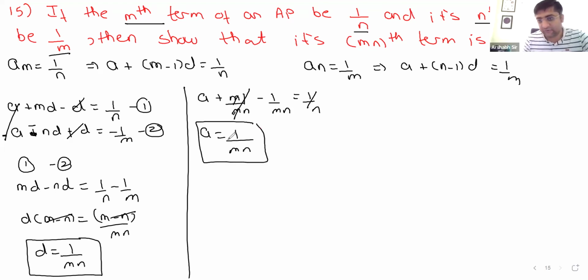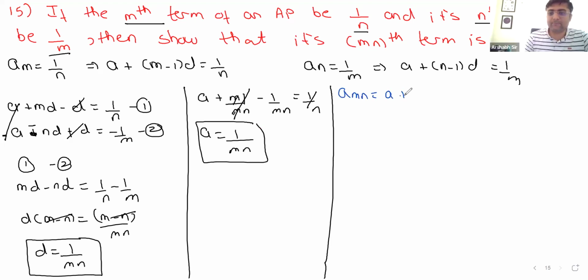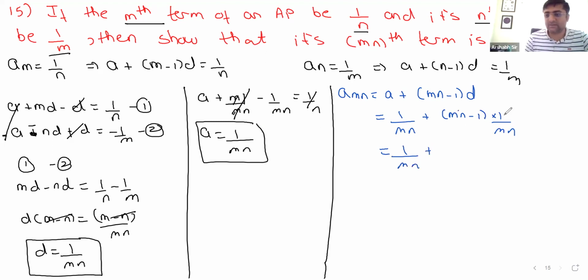Beta, till here is it clear for all of you? Yes or no? Yes, sir. शाबाश, बस तो हो गया क्वेश्चन. Now we have to find the mn term. So a mn is a plus mn minus 1 times d. A की वैल्यू क्या है? 1 by mn plus mn minus 1 into d. That is 1 by mn. So that is 1 by mn plus mn into 1 by mn is mn by mn minus 1 by mn. So this is 1, this and this cancels off. So amn is equal to 1.